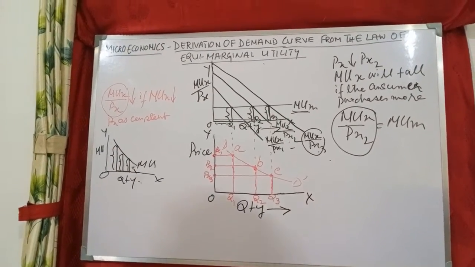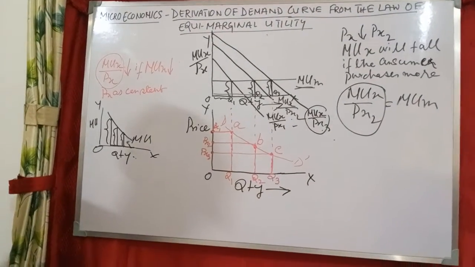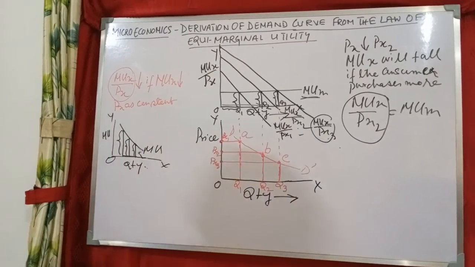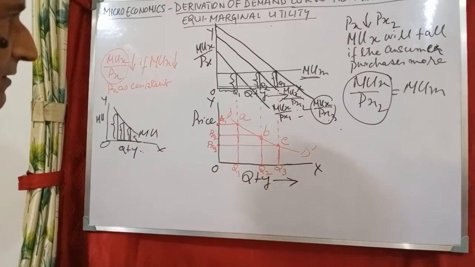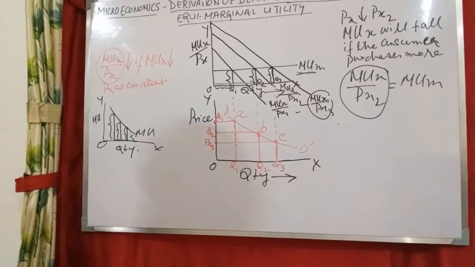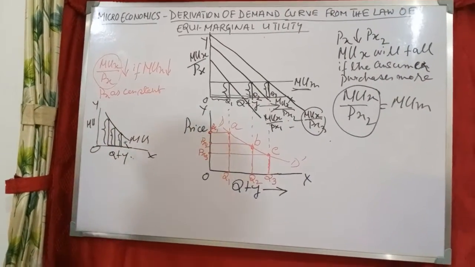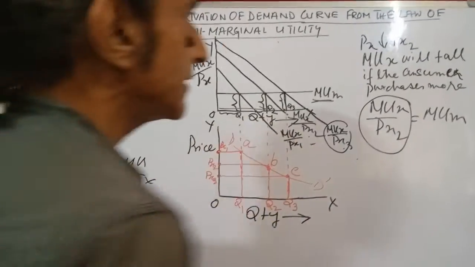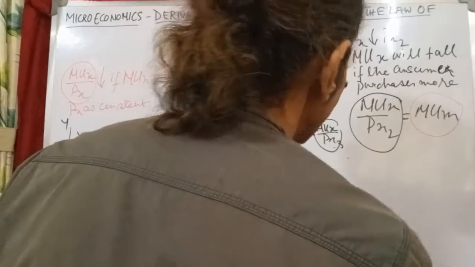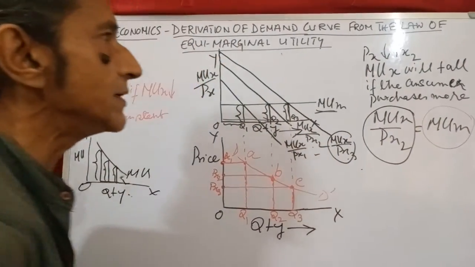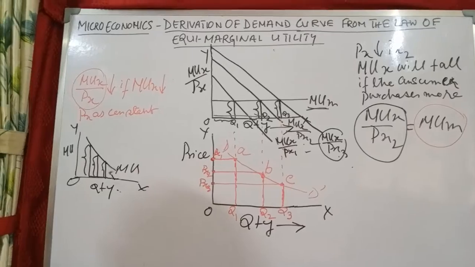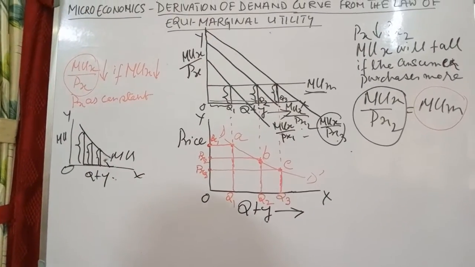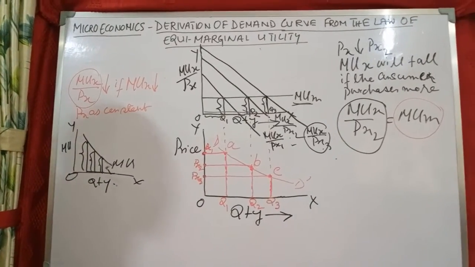The law of equimarginal utility states that the consumer is in equilibrium, that is, the consumer is maximizing his satisfaction, when the ratio of marginal utility of a commodity and its price is equal to marginal utility of money for the consumer. This marginal utility of money depends upon the money income of the consumer, that is the disposable income of the consumer. The consumer is in equilibrium when MUX by PX is equal to MUM.